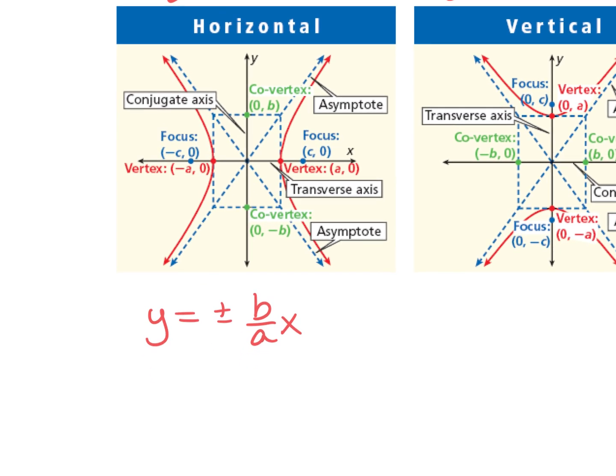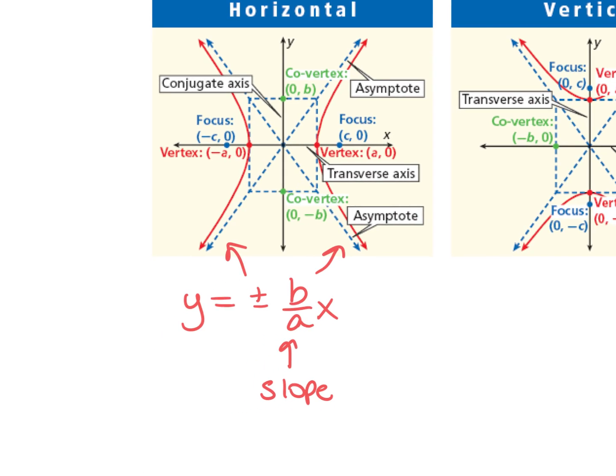Remember, this b over a is our slope. And notice there's actually two asymptotes that are graphed here. One is the positive slope, one is the negative slope. When our hyperbola is horizontal and the center is at 0, 0, our vertices, which are on here in red, are located at the ordered pair plus and minus a, comma 0. Our focus points are going to be the c value, plus and minus c, comma 0.